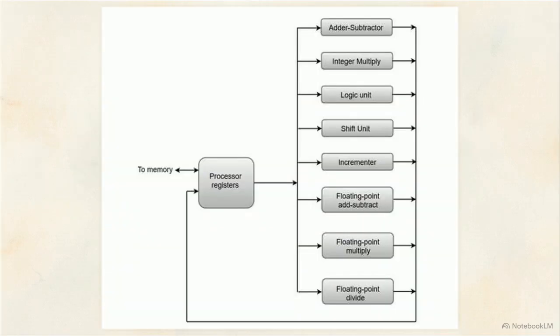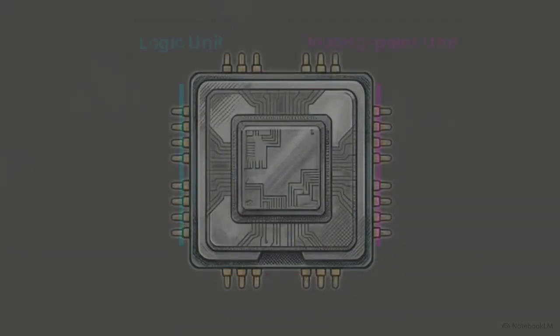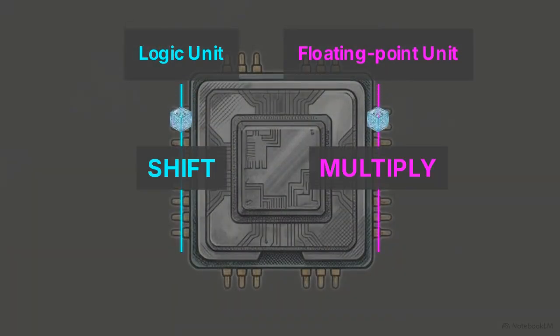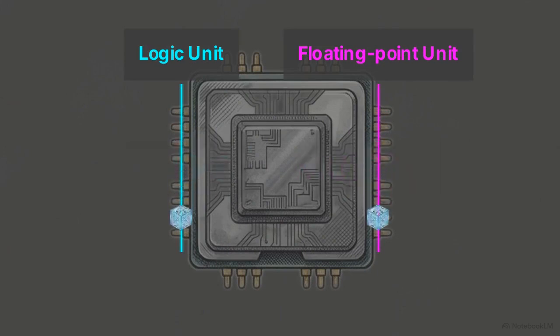This schematic illustrates pushing past the sequential bottleneck by introducing parallelism into the execution unit. Instead of one monolithic processor, the hardware divides into specialized blocks, like an adder-subtractor, logic unit, and floating point multiplier, routing different operations to different circuits simultaneously. Because these units are independent, one number can be shifted in the logic unit, while a completely different number is multiplied in the floating point unit at the exact same time.